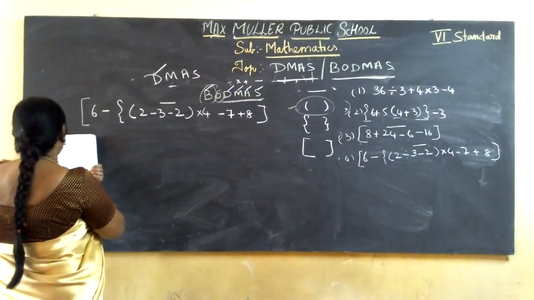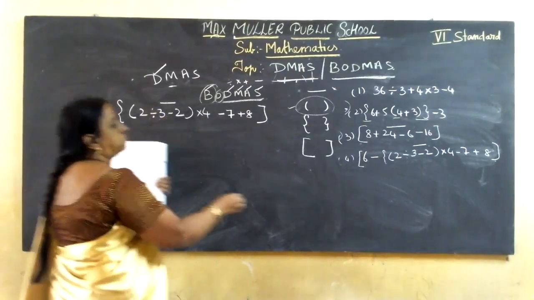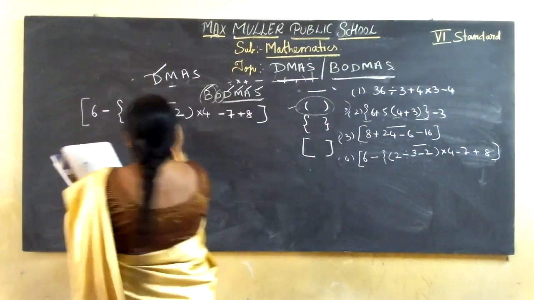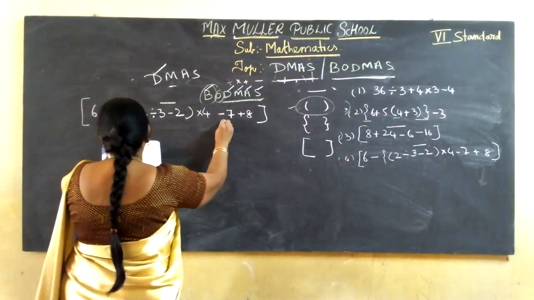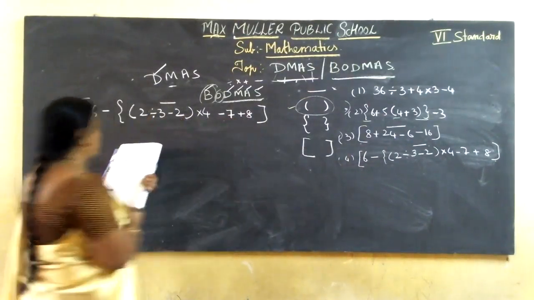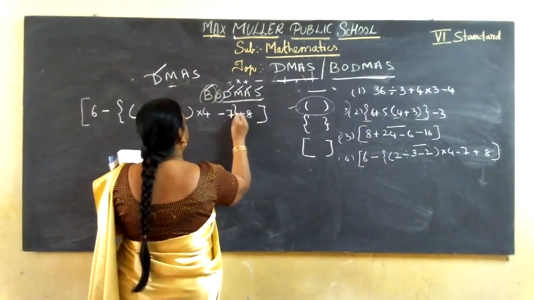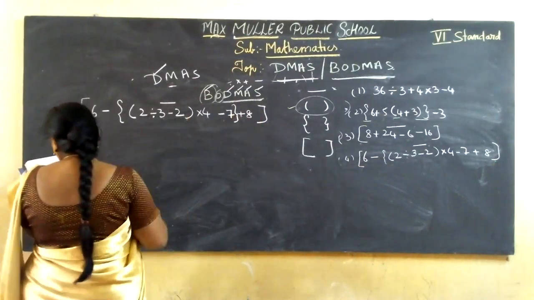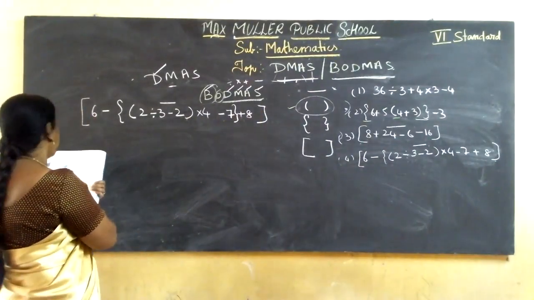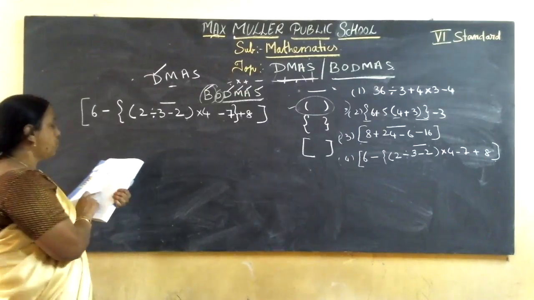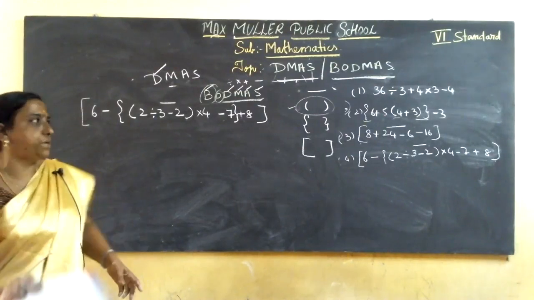6 minus 2, 2 divided by 3, this is division, divided by 3, 3 minus 2, close this bracket, into 4 minus 7 plus 8, yes, close the bracket. Correct, this is. Here also one bracket is there. Yes, now it's correct. 6 minus 2, 2 divided by 3, yes, into 4 minus 7. Now we'll go one by one operation, okay?